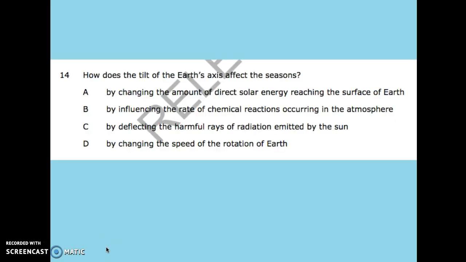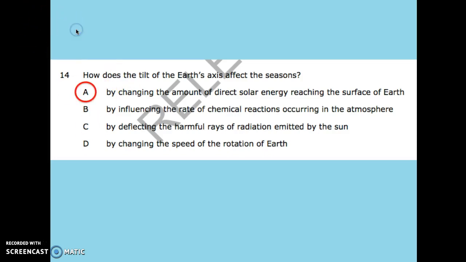So here is a released item. I'm going to walk you through a few of these as we're looking at this video, so you can see the thinking behind it. How does the tilt of the Earth's axis affect the seasons? Literally, that's just what we were looking at. You know that it's going to cause the seasons, and you know that it's going to cause differential heating. Certain spaces on the Earth are going to receive more sunlight at certain parts of the year, and other parts of the Earth are going to receive less sunlight.